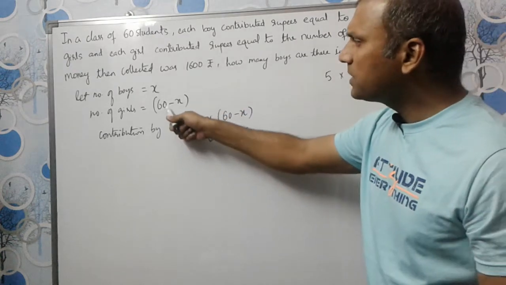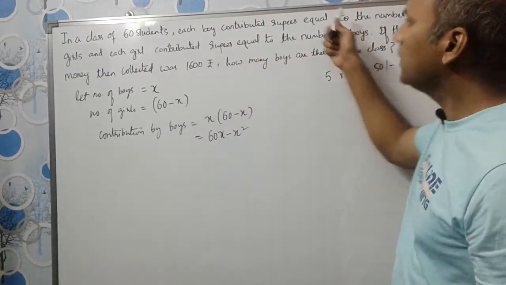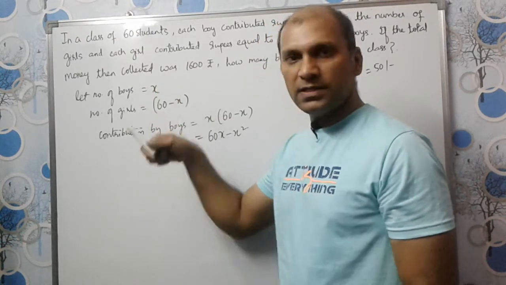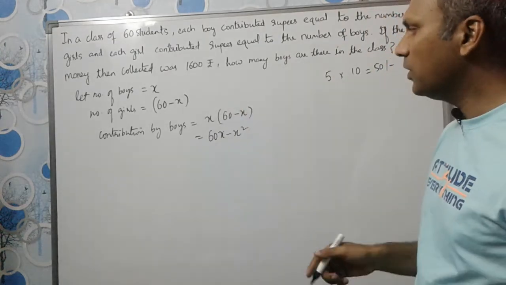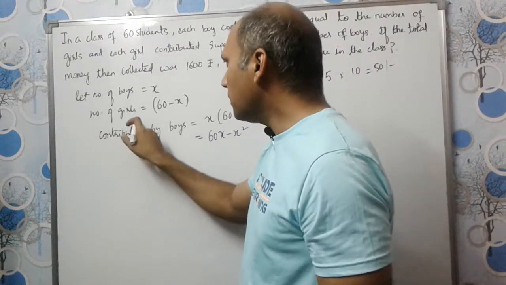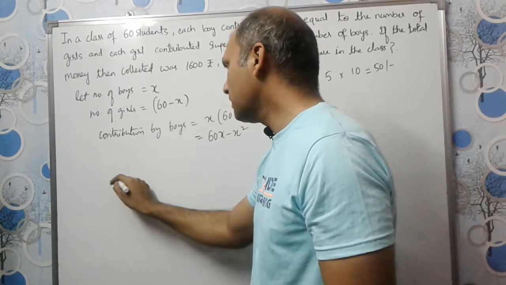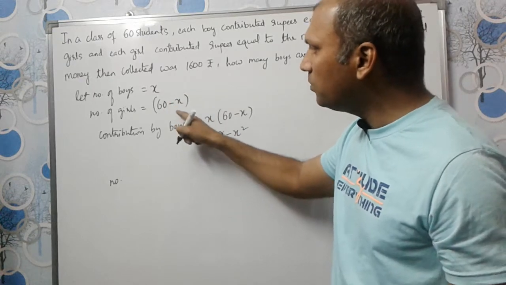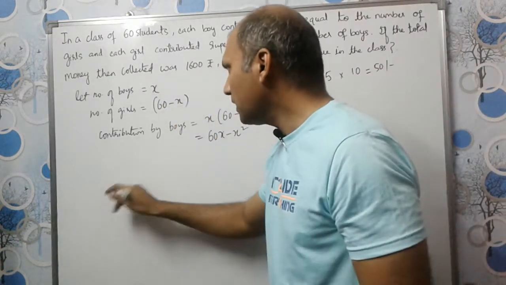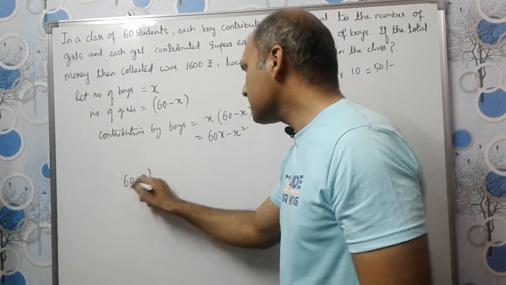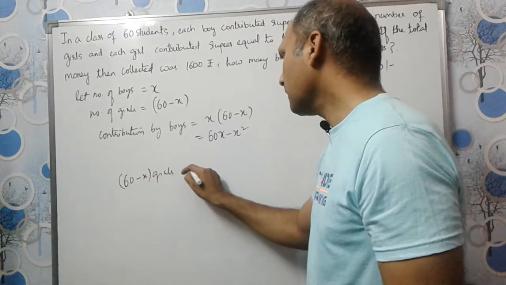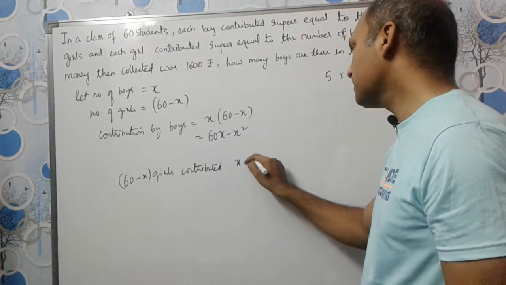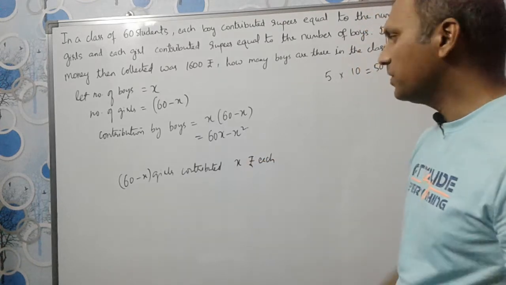Why did each boy contribute 60 minus x? It is given that each boy contributed equal to the number of girls. So this is the number of girls. So each boy contributed 60 minus x. How many girls are there? That much amount each boy contributed, right? Alright, now see, the number of girls is 60 minus x and the number of boys is x. So each girl contributed x rupees. So 60 minus x girls contributed x rupees each.